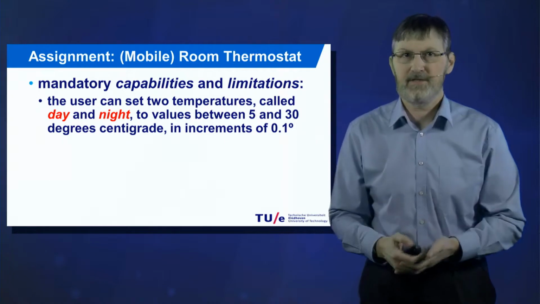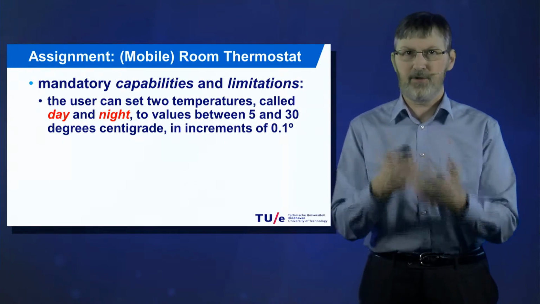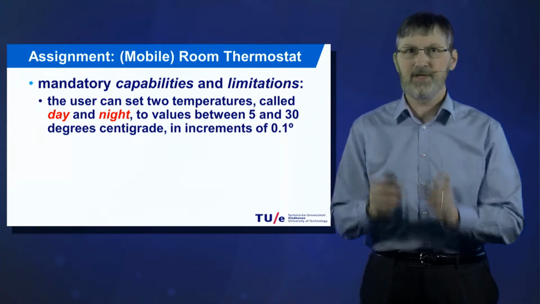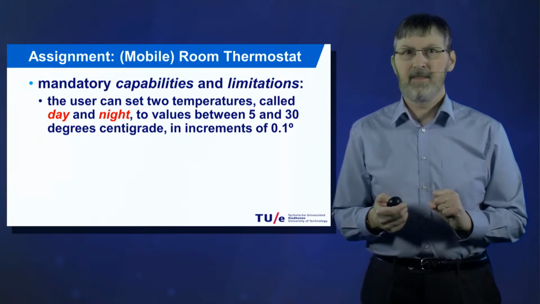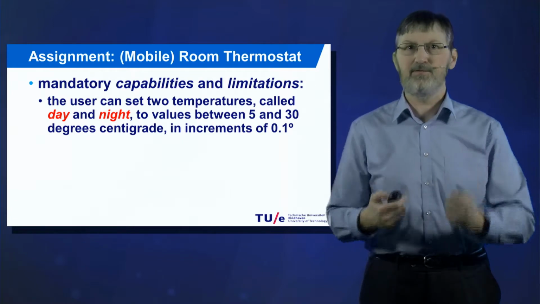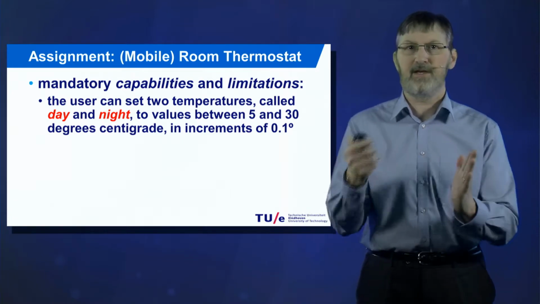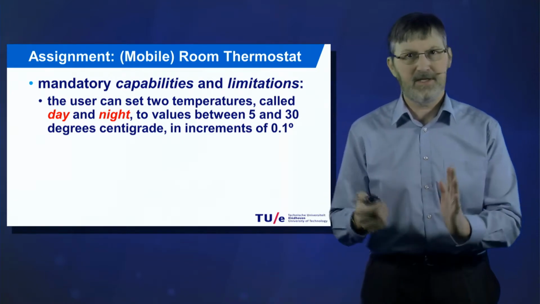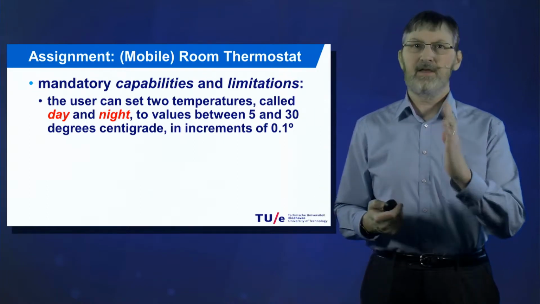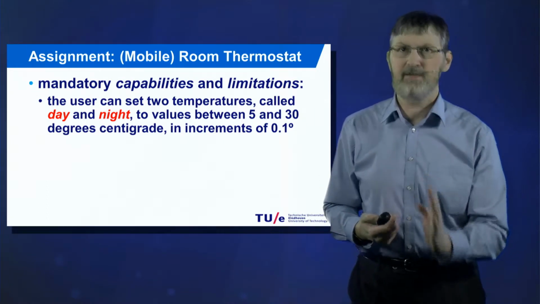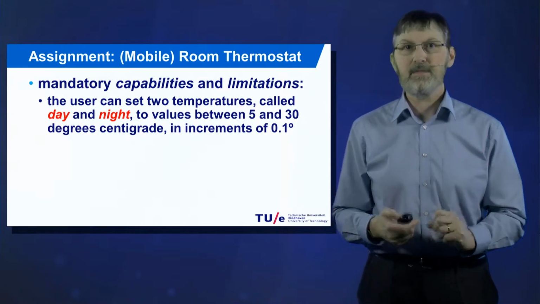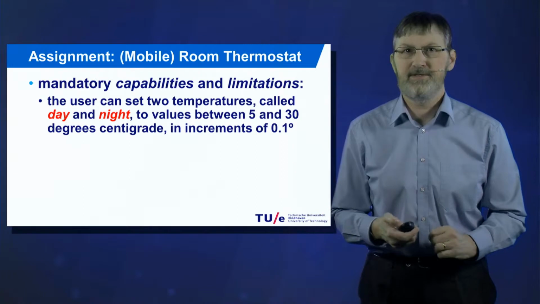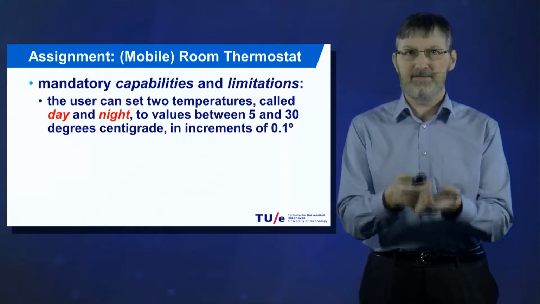The first capability is that the thermostat knows two temperatures. We call them day and night, and they can be set to values between 5 degrees and 30 degrees. The heating cannot go over 30 degrees, and we cannot go below 5 to prevent freezing of the pipes. The values can be set in increments of 1/10 of a degree.